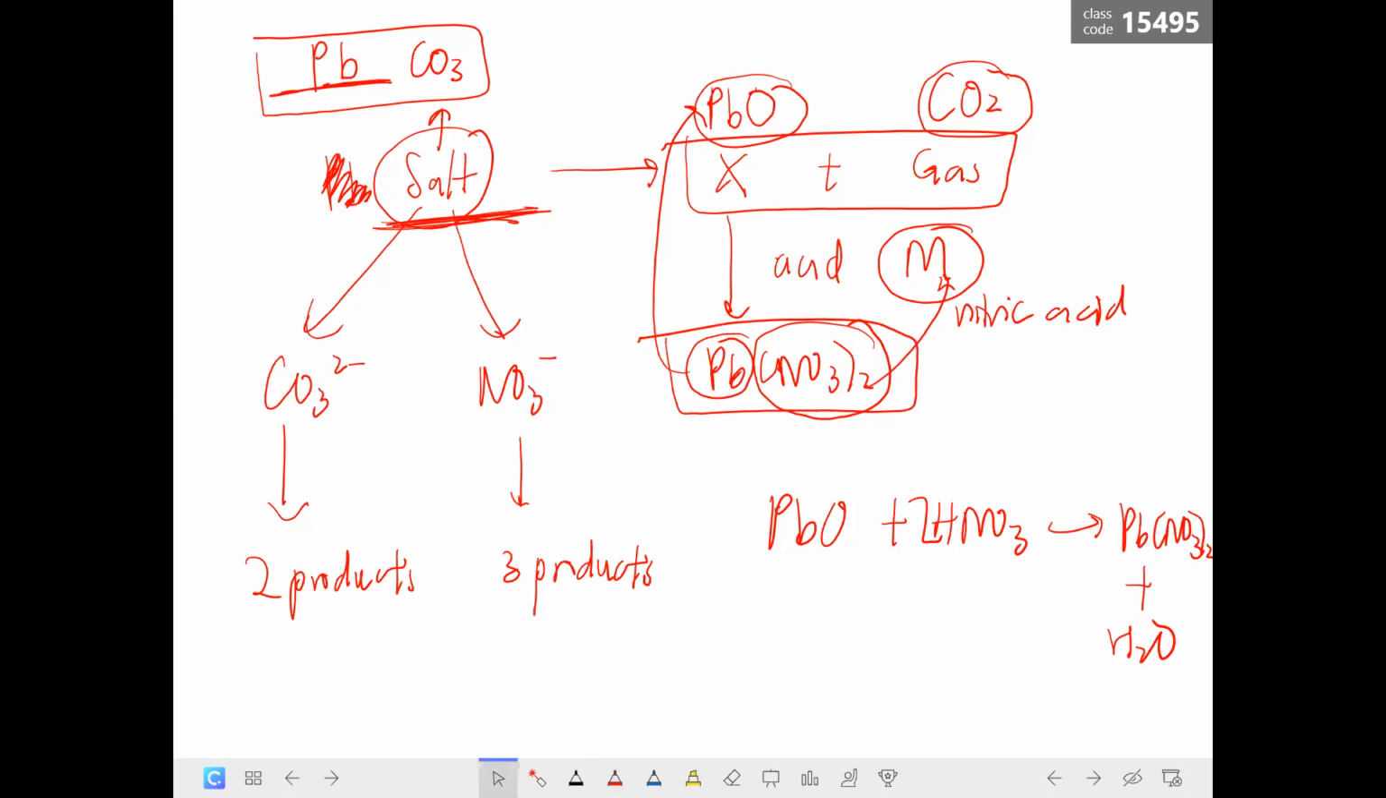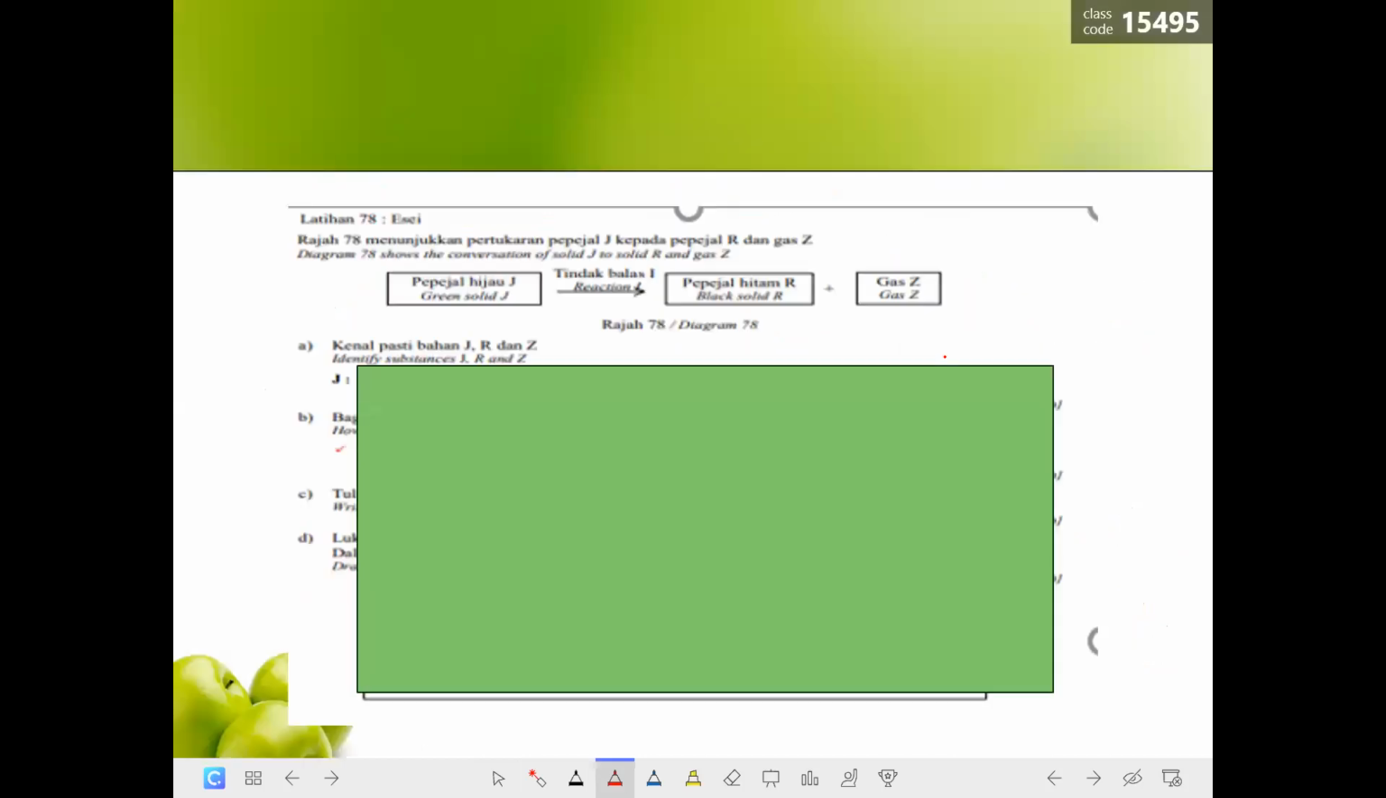Okay, all right. So teacher will recap. My salt is lead carbonate. My X is lead oxide. My gas here is carbon dioxide. And my M is nitric acid. Okay, so welcome to the real world. This is how they ask questions for salt. Yeah, this is SPM based. Okay, let's go and do this yourself.